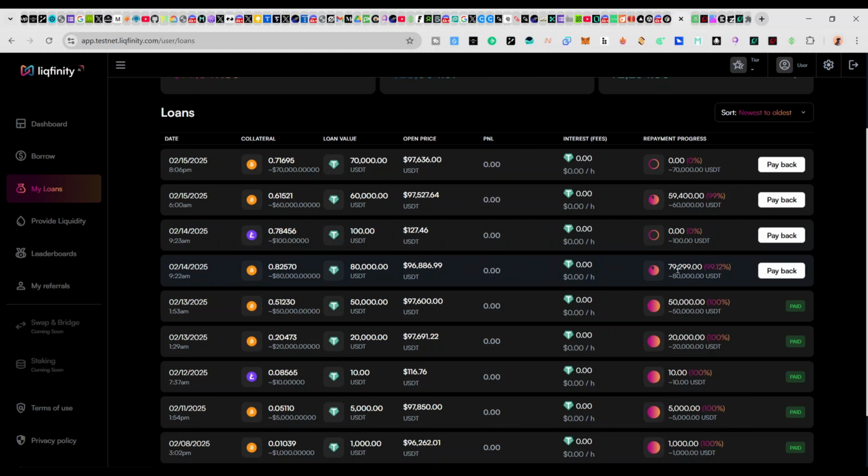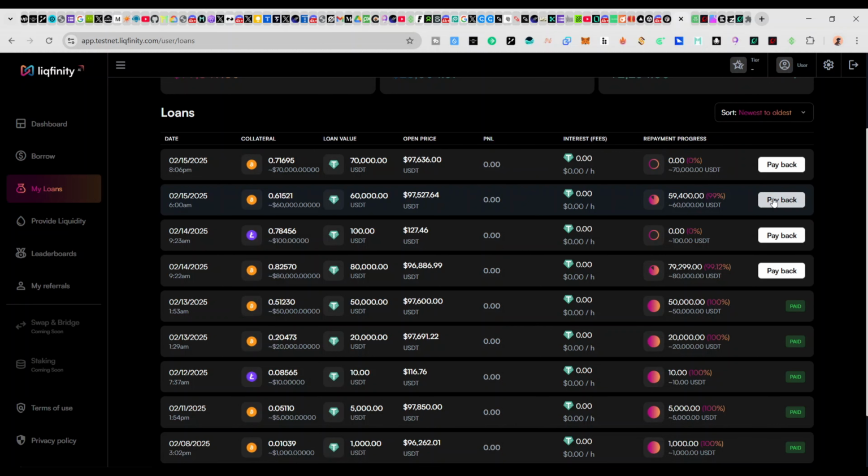I've almost cleared this. I have paid $79,299. Now, one other thing you need to note is when you're borrowing, you have fees. So when you're borrowing, you're going to be experiencing some deductions. What I borrowed yesterday for Bitcoin again is about $70,000, and then again for Bitcoin about $60,000. I paid back $59,400, remaining $600.